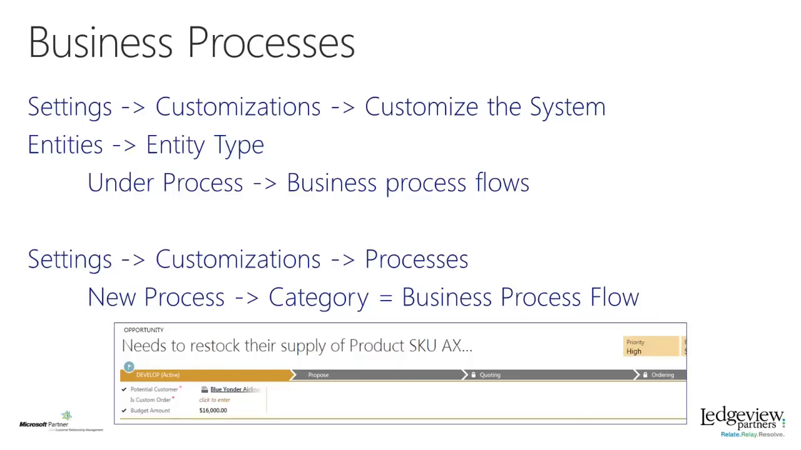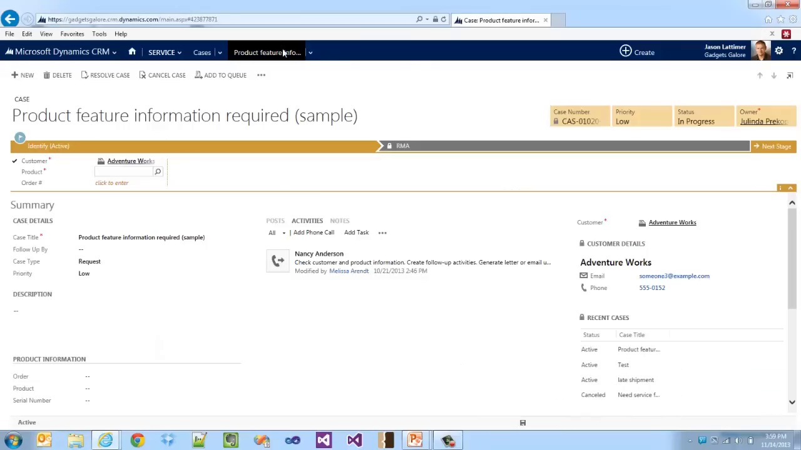In order to get started with the business process, you need to make sure your entity is enabled. So if you go to the main entity customization screen, make sure you check the box to enable business process flows.